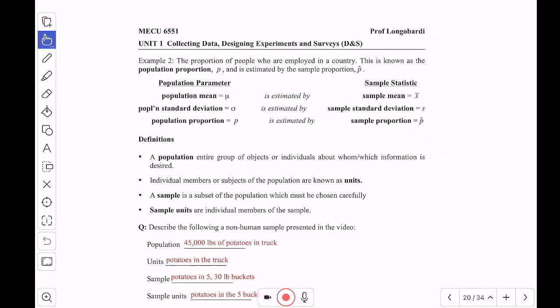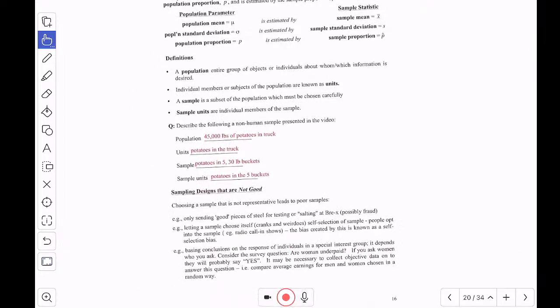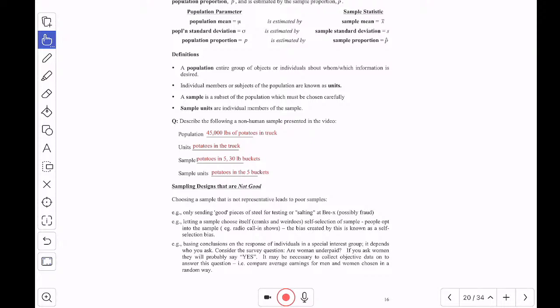So this is just a review of the video. If you remember in the video, the discussion about the trucks with the potato chips and identifying the elements of the sample. The population would be the 45,000 pounds of potatoes in the truck. The units would be the potatoes in the truck. The sample would be taken from, remember, the 5 buckets that contained about 30 pounds each of potatoes, and the units would be the potatoes in those 5 buckets. So that's just some of the terminology for sampling.